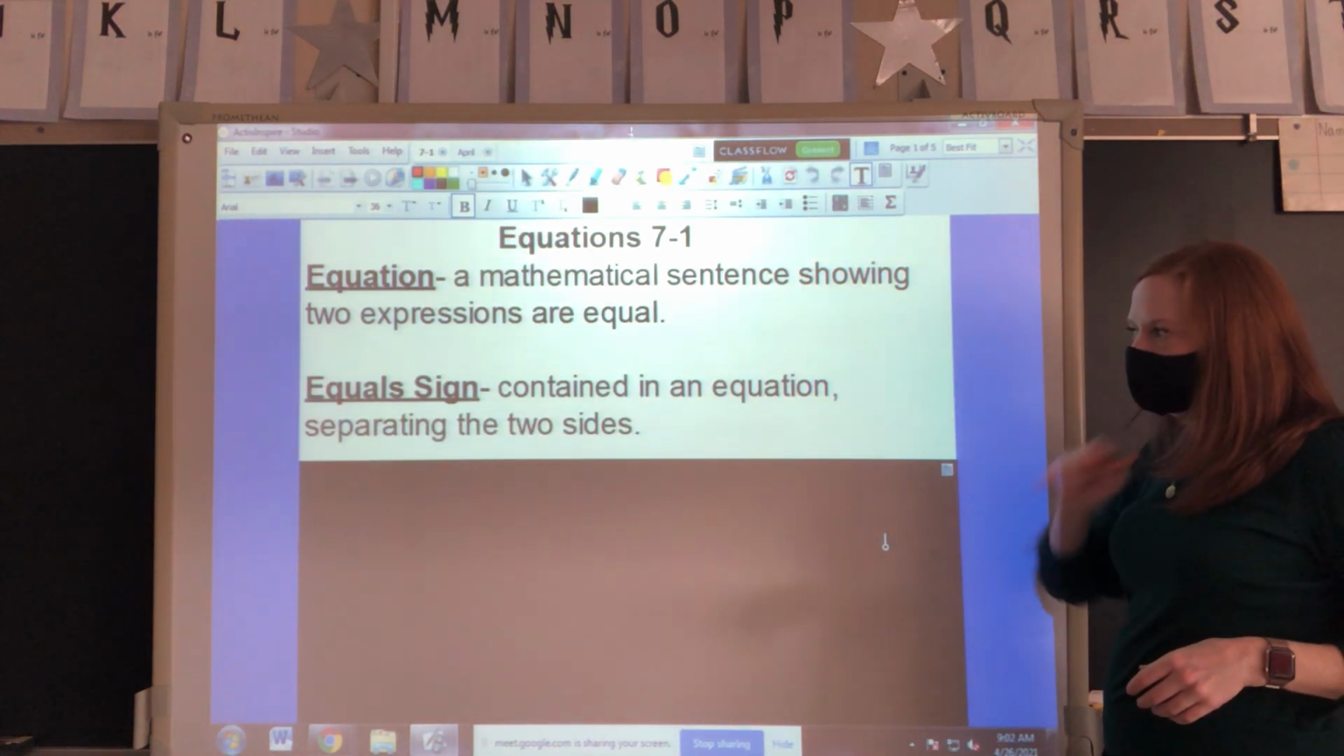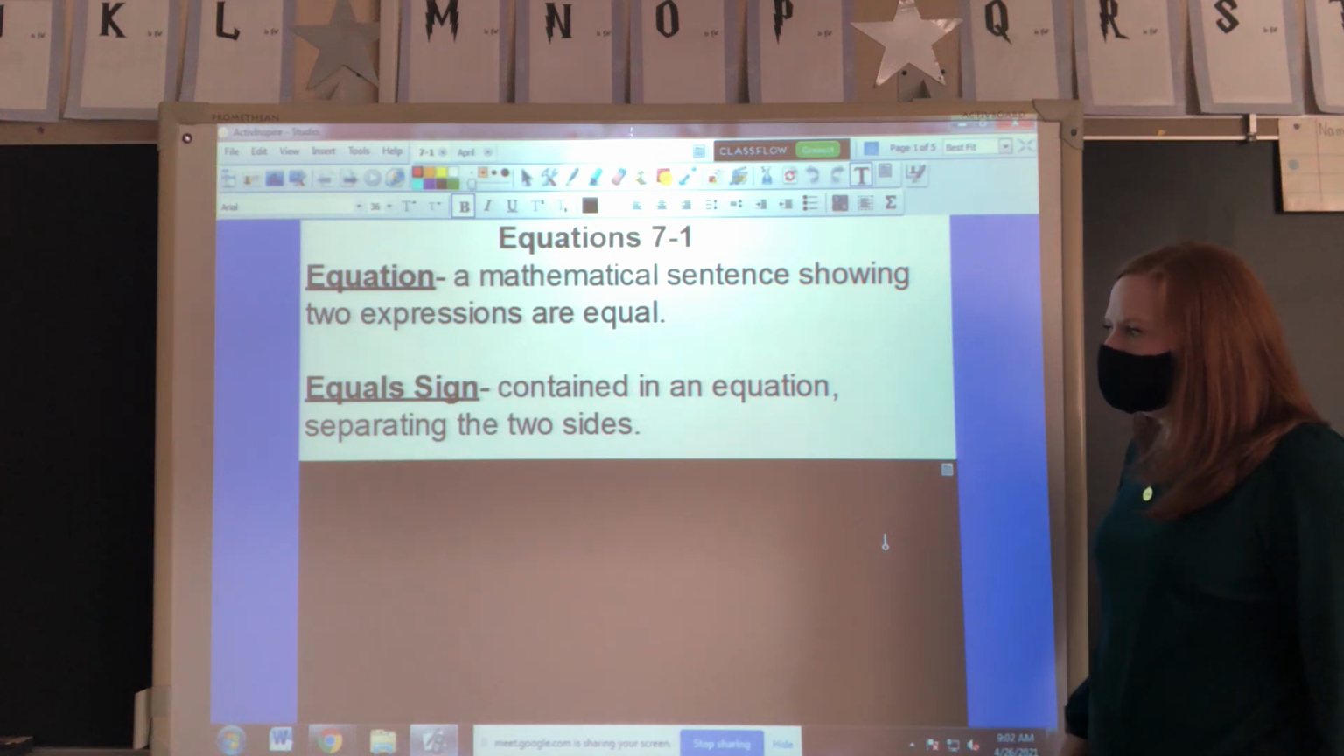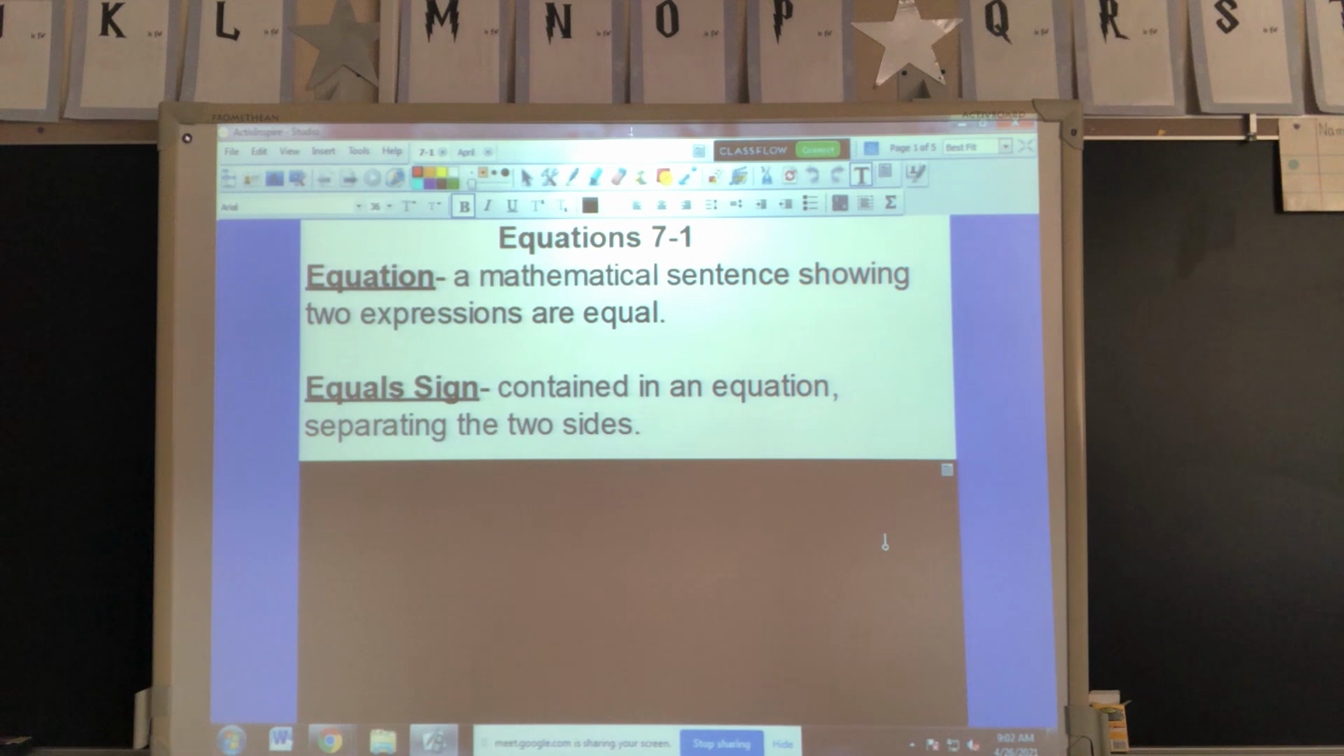And then the next one, equal sign, contained in an equation separating the two sides. So again, you probably already know what an equal sign is, but make sure you know what it is as a vocabulary word. So the equal sign shows that the two sides are equal to each other. So whenever you have a math problem and you get an answer and you put it after the equal sign, it's saying this side is the same as this side. So if you work this side out, it'll equal what's on this side.